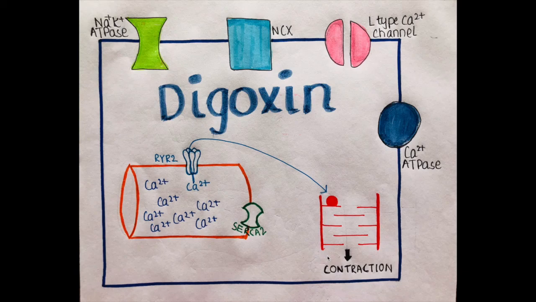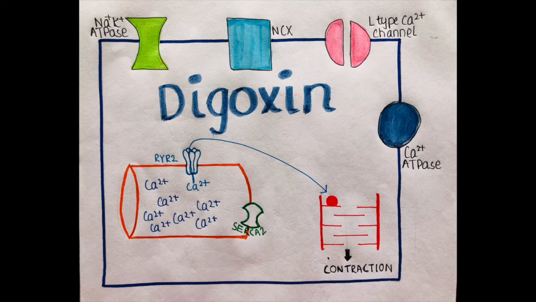Let us today talk about digoxin. So, digoxin is a cardiac glycoside drug which is used to increase the contractility of the heart. So, we can say digoxin is a positive inotropic agent. It is used in failing hearts.